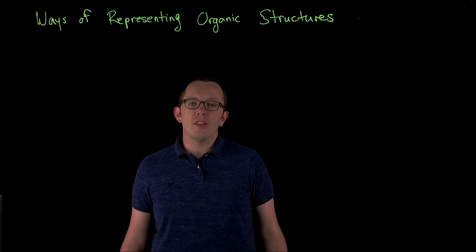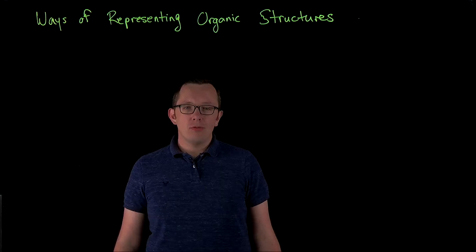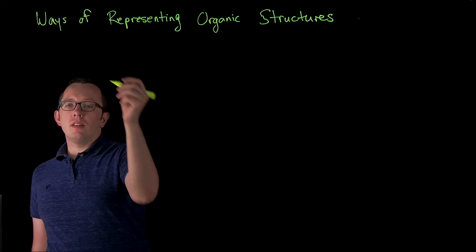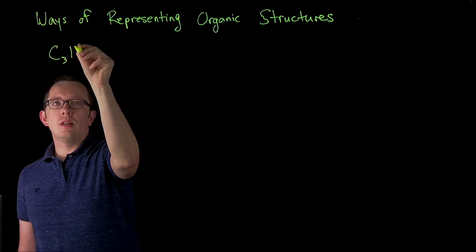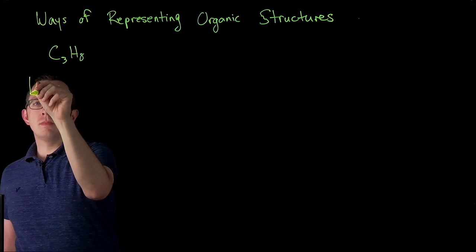Okay, today we're going to talk about the different ways of representing organic structures. The most basic way we've talked about before, and that's using a Lewis structure diagram. So if we start with a simple molecular formula, something like C3H8, we can draw out the Lewis structure for this.